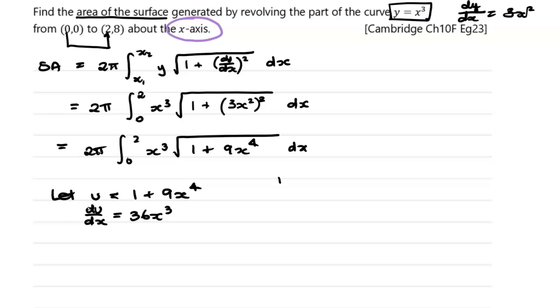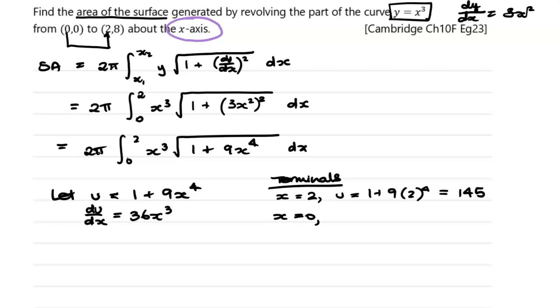Now we need to also change those terminals because we can't have it in terms of x anymore. So if x equals 2, that was the top terminal, u is going to be 1 plus 9 and then 2 to the power of 4, which is going to be 145. And then x equals 0, that would be u would just equal 1 because we have that 9x to the power of 4 there. Sorry if you can hear birds squawking outside my window.